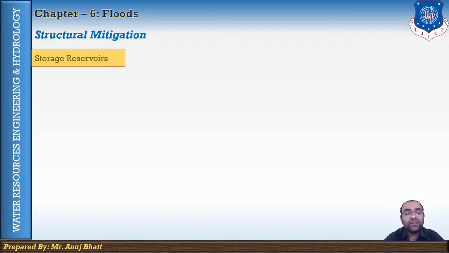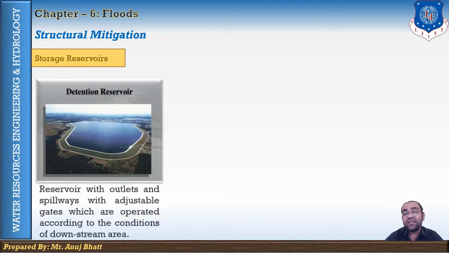The flood control reservoirs may be classified into two subtypes. The first one is the detention reservoir. The detention reservoirs are provided with outlets and a spillway with adjustable gates, which are operated according to the conditions of the downstream area. The detention reservoirs for flood control differ from conservation reservoirs only in this respect, that the former need a larger sluiceway capacity to permit rapid drawdown in advance of or after the flood.